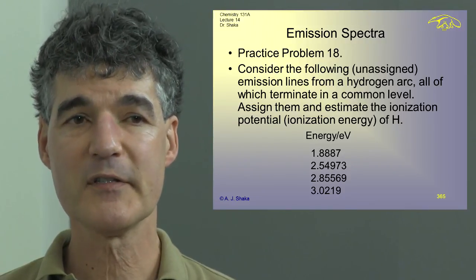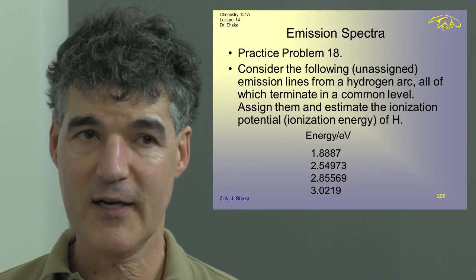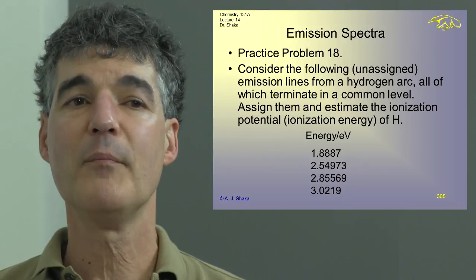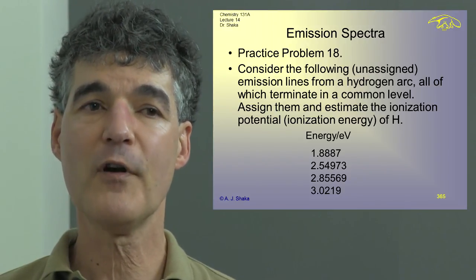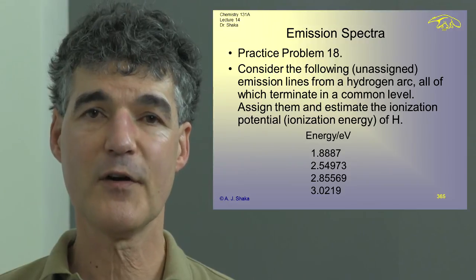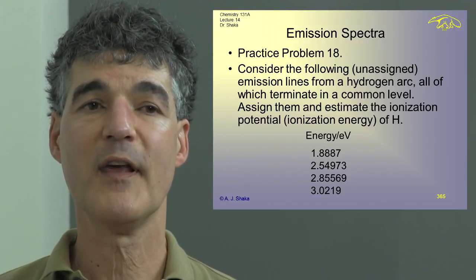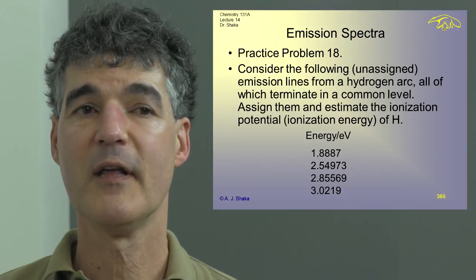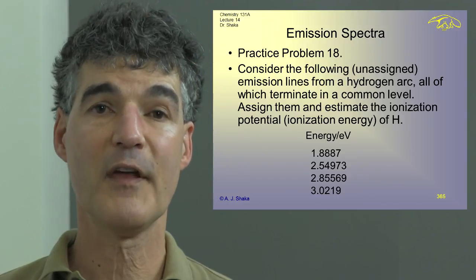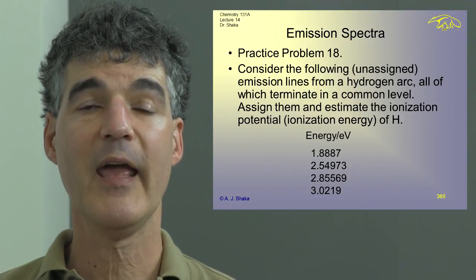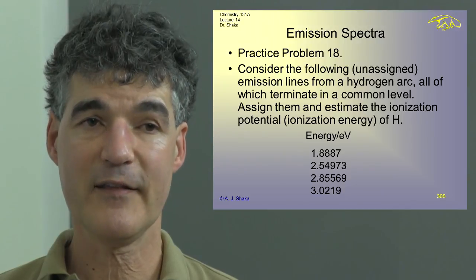There are various tricks that were worked out to do that. So here are the numbers. They all have 4 or 5 digits in them, 1.8887 and so forth. And let's just take these 4 numbers quoted in electron volts, and let's figure out what the ionization energy should be. The first thing is we have to figure out what common level they terminate in, and if we don't do that, then we aren't going to be able to figure out anything.